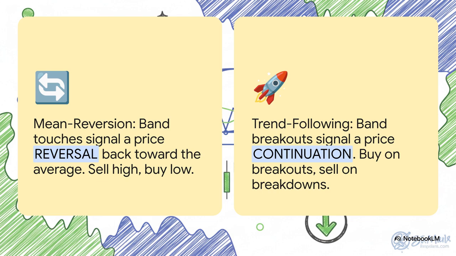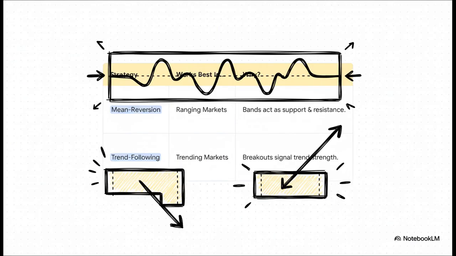But then you have the trend follower. They see the price break through that same band and they buy because they're betting that a powerful new trend is just getting started. So, who's right? The mean reversion person or the trend follower? Well, the answer is, it totally depends on the market.